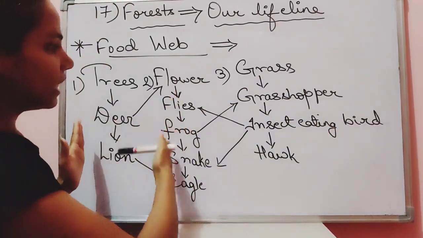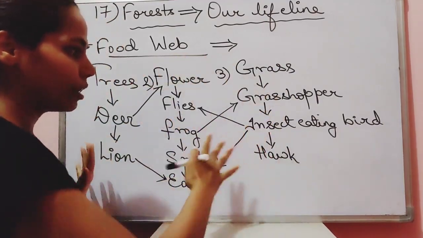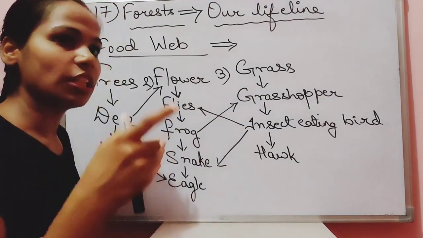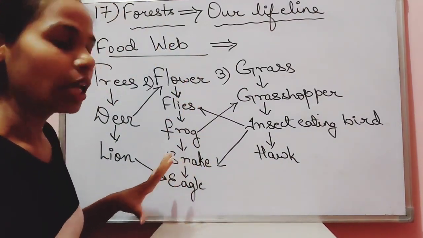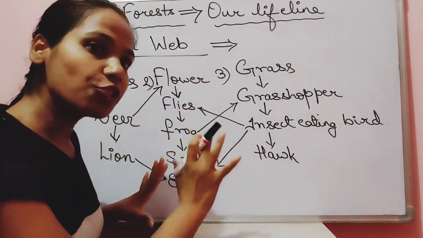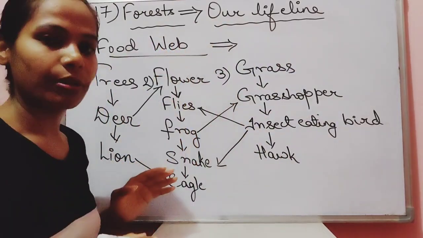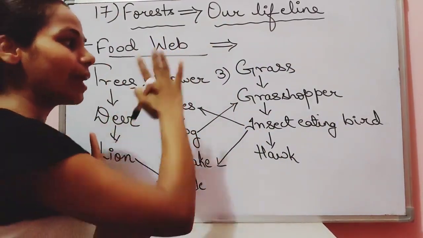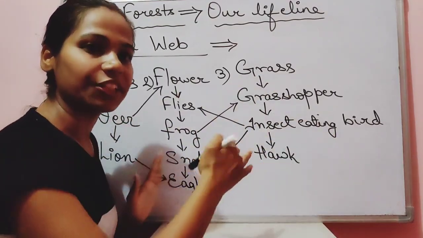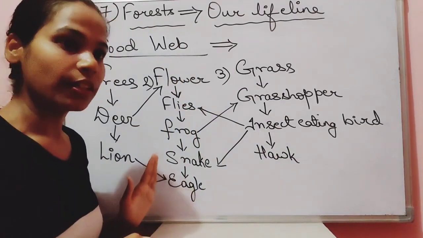Fine. So this interconnection is known as a web. It is creating a web. What do we understand by web? You must have seen the spider web. That kind of web is created under the food chains. Hence, it is known as food web. Are you getting? A web of food chains that are interconnected is known as food web. Fine.